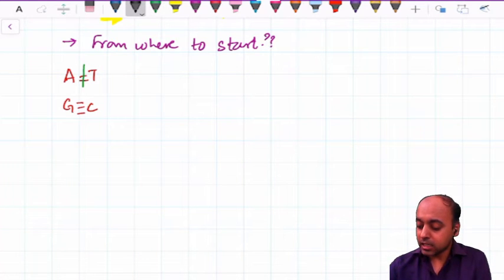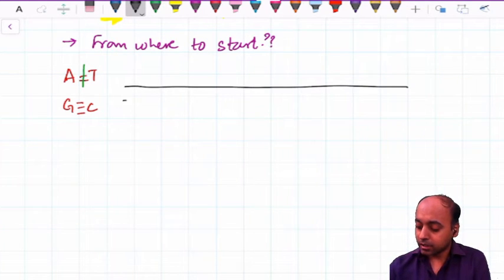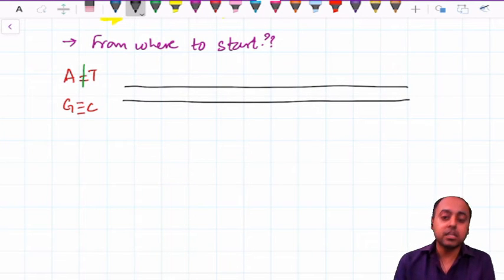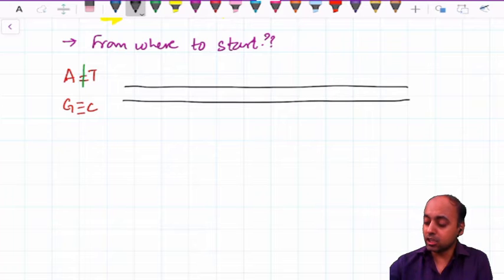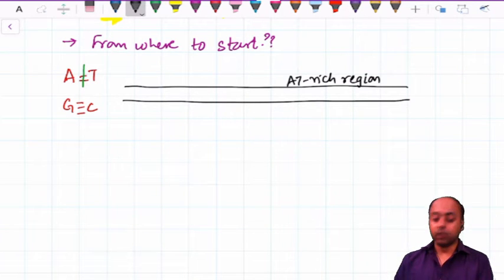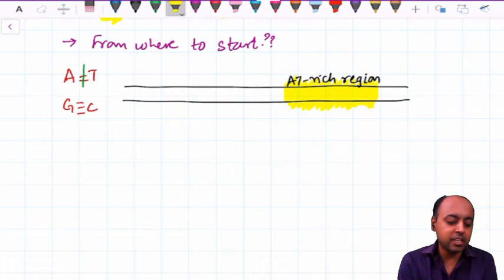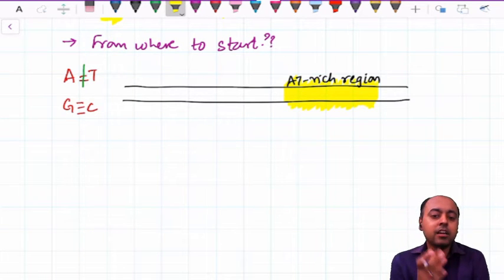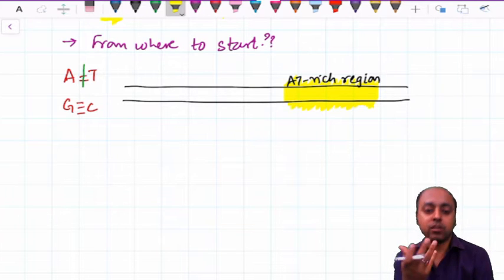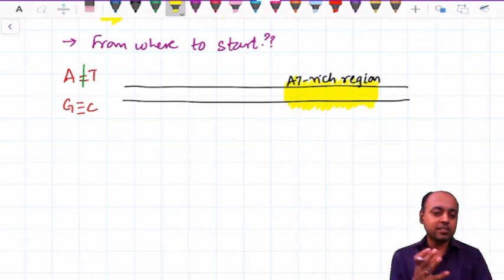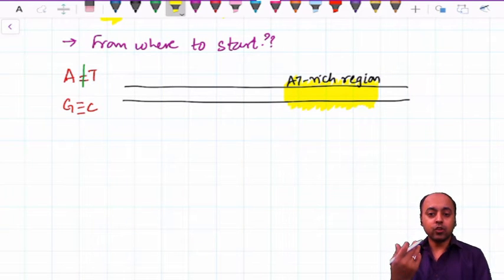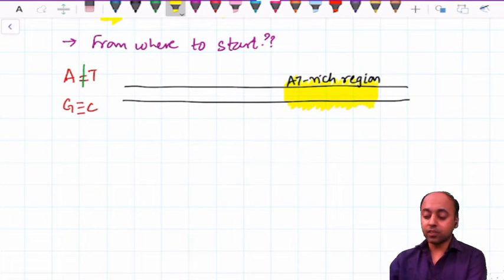So in the DNA, we look for areas which are rich in AT component. We look for the AT rich region. Why AT rich region? Because it is easier to break the hydrogen bonds between A and T, since they have only 2 hydrogen bonds, and we say well begun is half done. If you are able to start the separation easily, you will require less energy, and there is more chance of success. All right, so we look for the AT rich region. This is from where the replication is going to start.